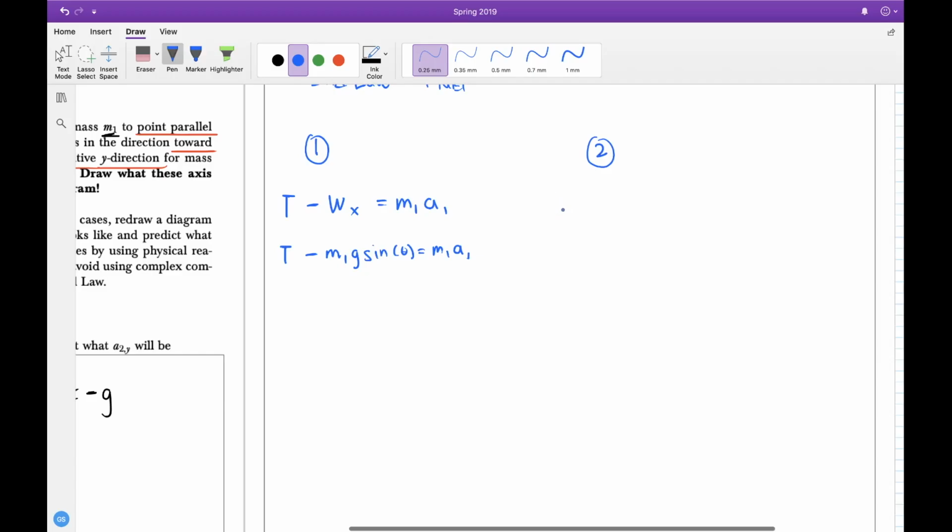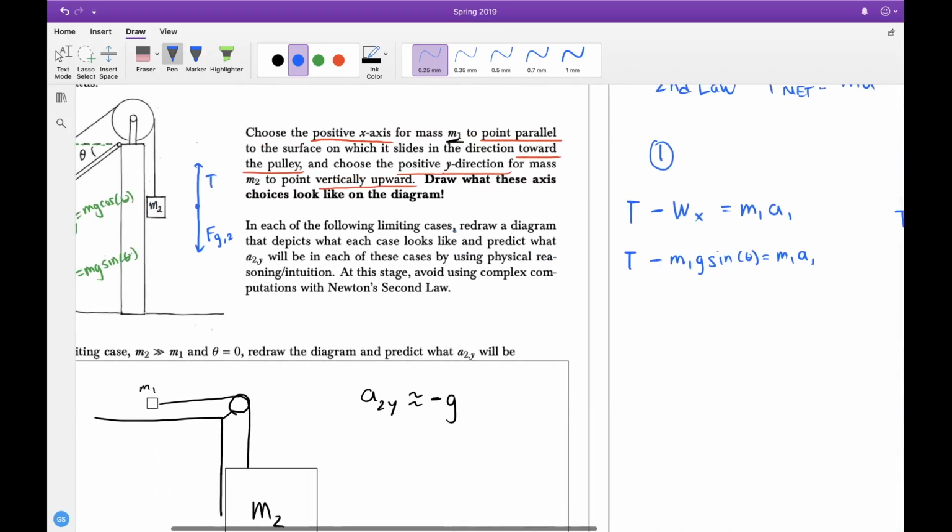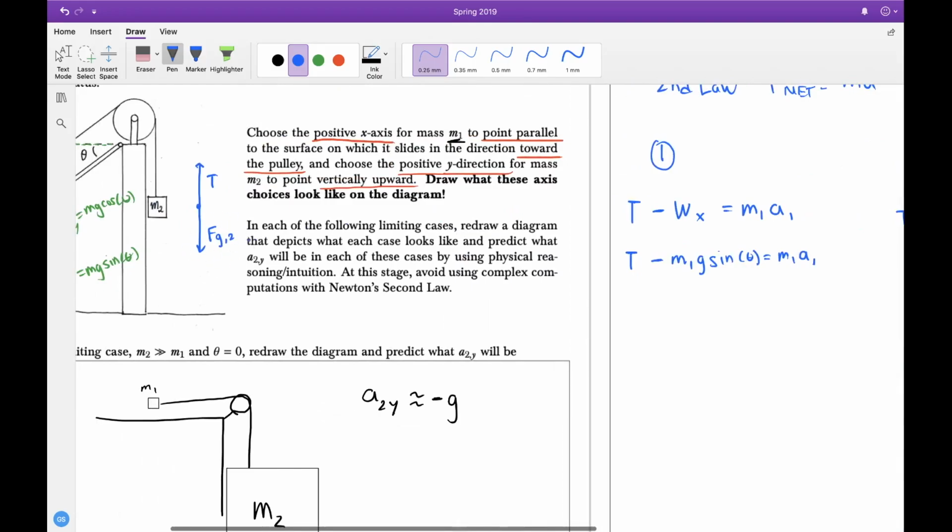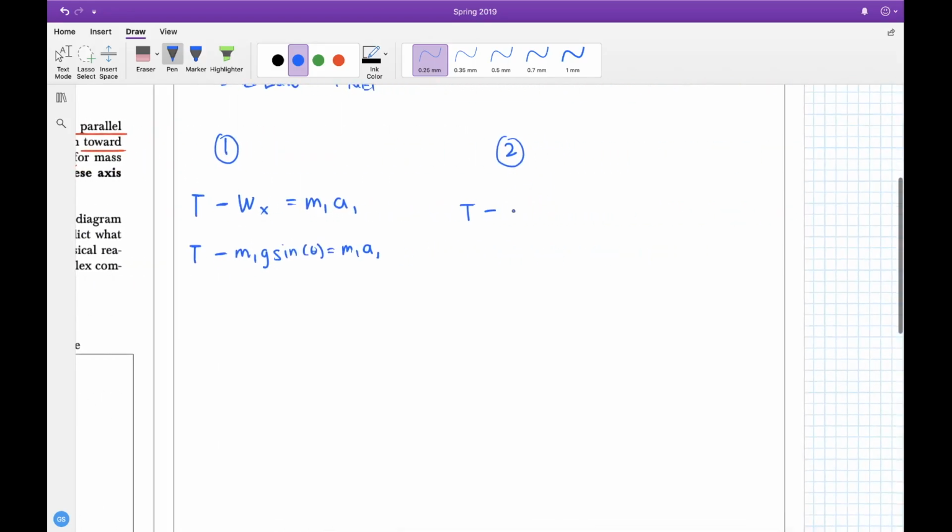Okay? And then for object 2, let's do it over here. We have the same thing, except this one's pretty simple. We just have tension going up minus, let me show you guys, minus this weight component, this gravity component, minus the weight of object 2, I guess, equals m2 times a2. Okay? So we have these two things.